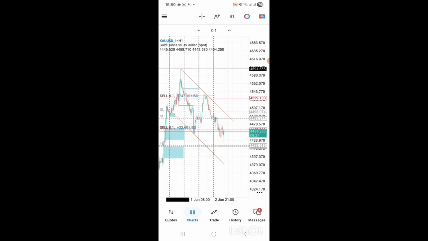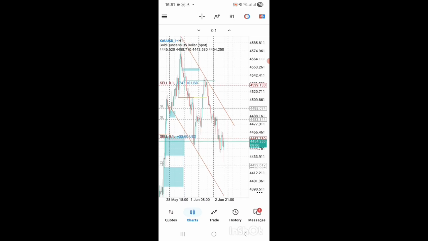The retracement is a lot, because look at this. That's a lot of pips missed from the retracement. It's okay. To me, it's not done. Stick to the plan. Don't panic.